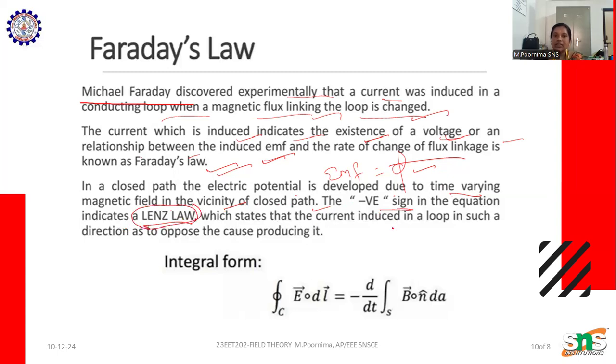This states that the current is induced in the loop in such a direction as to oppose the cause producing it. So Faraday's law in integral form says that, for a closed loop, the line integral of the electric field intensity is equal to minus d by dt of the surface integral of the magnetic flux density with respect to area. This is the integral form.